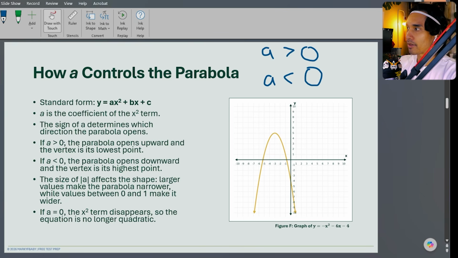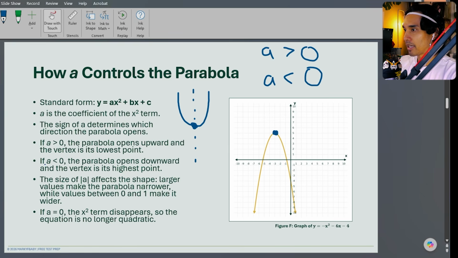If a is greater than 0, or if a is positive, the parabola opens upward and the vertex is its lowest point. I'm going to show you that right here on the side. Here is an upwards facing parabola. A is positive, and the vertex over here, on the axis of symmetry, is the lowest point. This is a negative parabola, and the vertex is right here, and this is the highest point of the parabola.